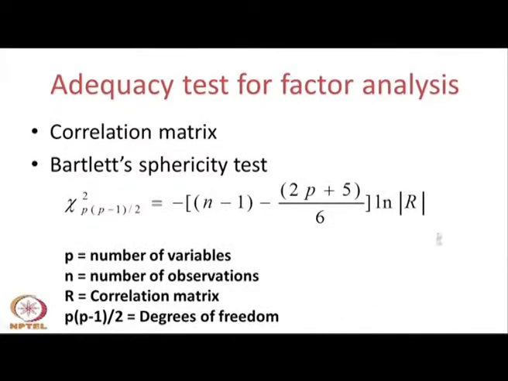Second is the Bartlett sphericity test. It uses this formulation: you find the correlation matrix first, take the determinant of it and take the logarithm of this, then multiply with this, which ultimately follows a chi-square distribution with p into p minus 1 by 2 degrees of freedom. If this quantity is more than the tabulated value, then the null hypothesis that factor analysis is not possible is not true here, so we reject the null hypothesis.